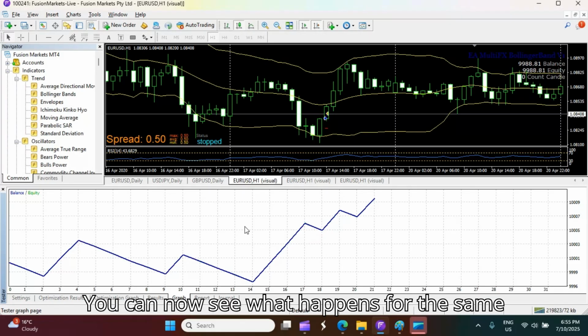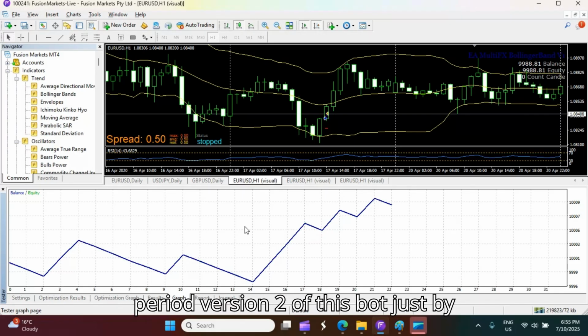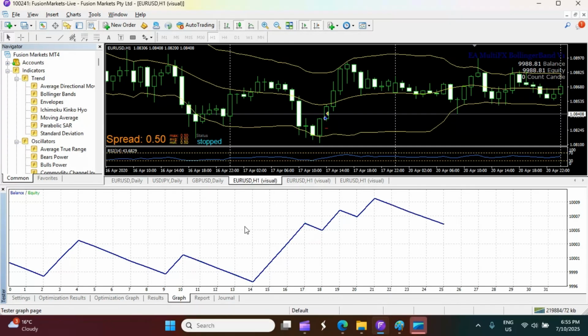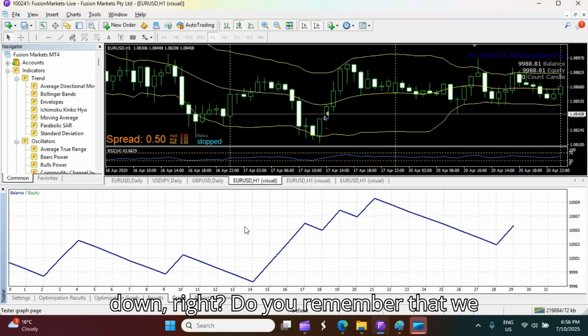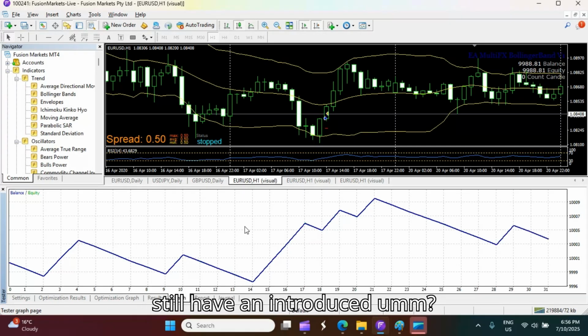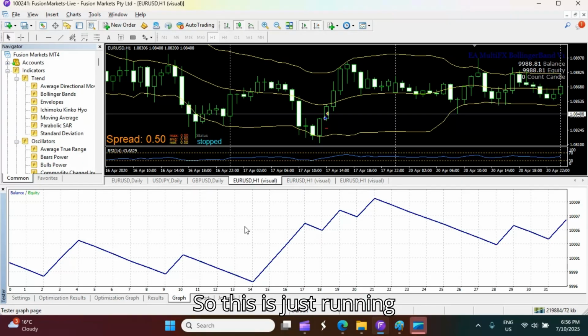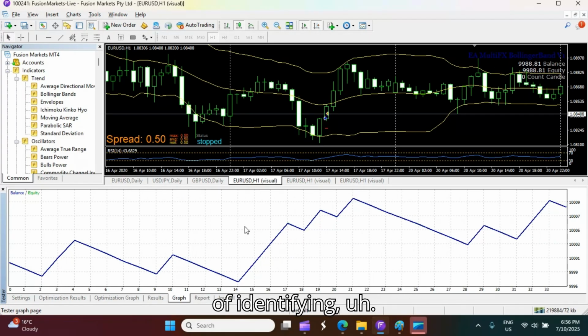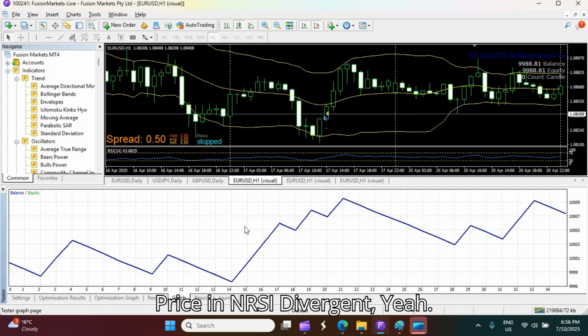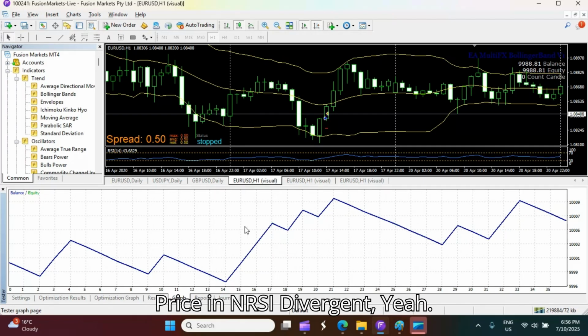You can now see that for the same period, version 2 of this bot, just by purely introducing the divergence, it didn't go all the way down, right? Do remember that we still haven't introduced risk management techniques to this bot, so it's just running based on the rules of identifying price and RSI divergence.